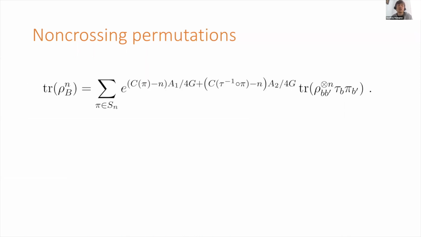Okay, so it turns out we don't quite keep all of these saddles. And the reason for this is, so this C of pi here and this C of tau inverse pi, what I mean by that is the number of cycles in the permutation pi and tau inverse composed with pi. Okay, the reason that shows up is it just controls the total conical excess of all the conical singularities of that surface.